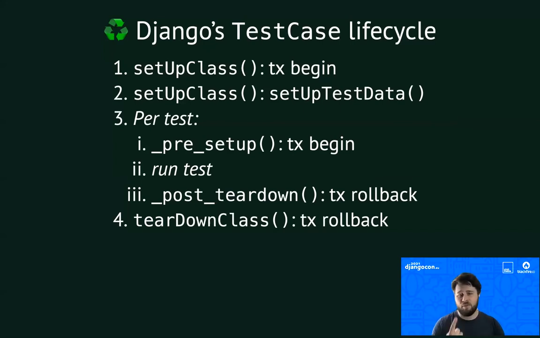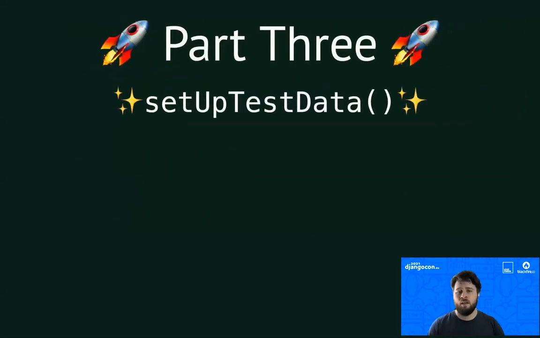So this is the key motivation for using setUpTestData: we can move from a per test to per test case rollback. Time to go into detail on setUpTestData.